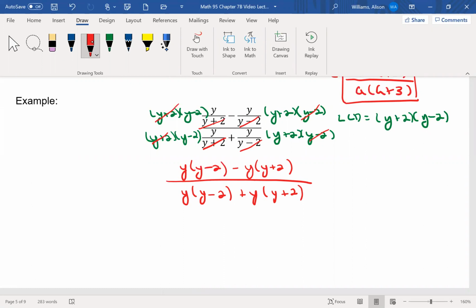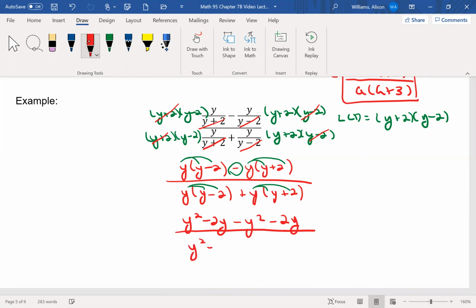Okay, so here we go. That's going to give me y squared minus 2y when I distribute. Here, I'm going to distribute this and this. I'm going to do 4 distributions, but they're going to look very similar. I'm distributing a negative y on this one. Notice that, right? Negative, so that makes a difference. That's going to be negative y squared minus 2y. In the denominator, it's going to give me y squared minus 2y, but this one's a plus, so it's going to be plus y squared plus 2y.